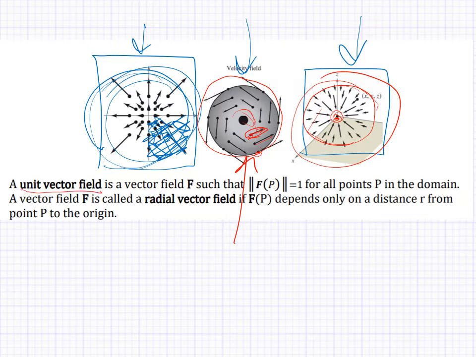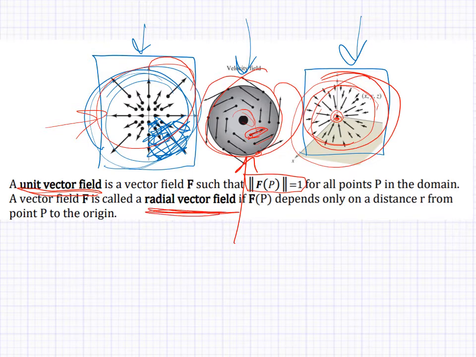There's something called a unit vector field. None of these examples are actually unit vector fields. In a unit vector field, the magnitude of every vector in the field is 1. These all have different magnitudes, so none of these are unit vector fields. But if every vector in your vector field has the same magnitude and it's 1, it's a unit vector field. A radial vector field is a vector field that depends on a distance r from some point, the origin. So every vector, depending on how far it is from the origin, is associated with and dependent on that.